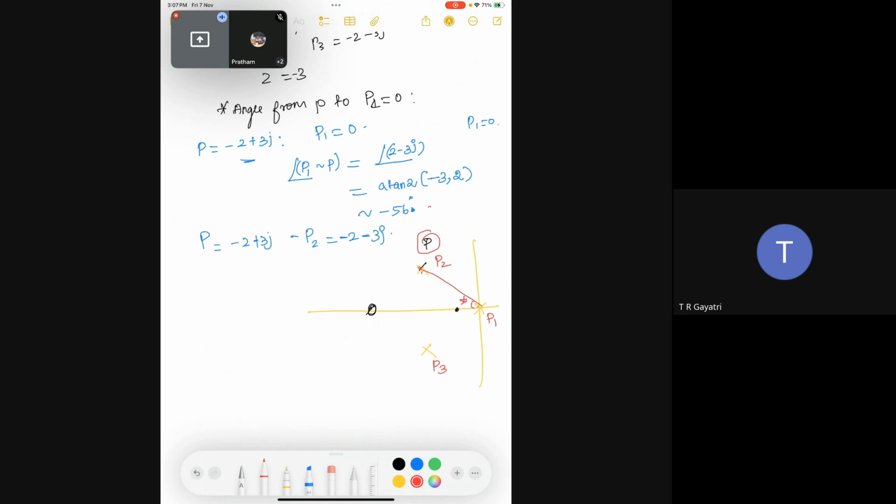Now I am going to find the angle between P2 and P3. We don't need to calculate that. Even if you calculate, you will get 90 degrees out of this.